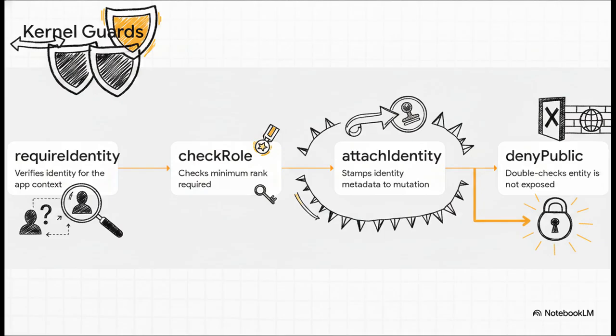Step 1. The system runs require identity for the app context, basically asking, are you who you say you are? Step 2. It runs check role against the minimum rank required for the action, meaning, are you authorized for this? Step 3. It uses attach identity to mutation. This automatically stamps the verified identity metadata right onto that room update or log entry. And Step 4. Deny public access. The system double-checks to ensure the entity can never ever be exposed externally. Because of this step-by-step gauntlet, a ritual completion is always tied to a verified operator. Nothing is ever anonymous. Ever.